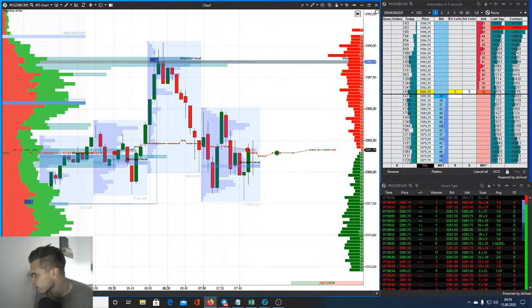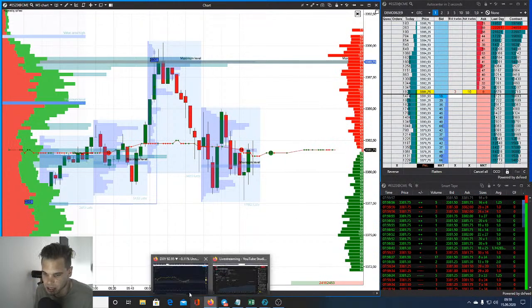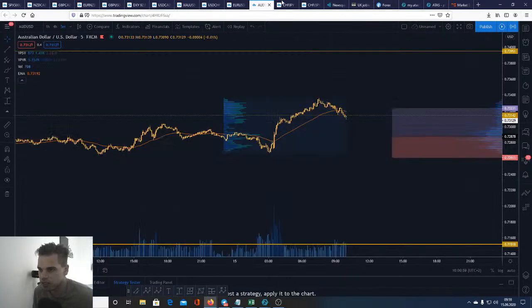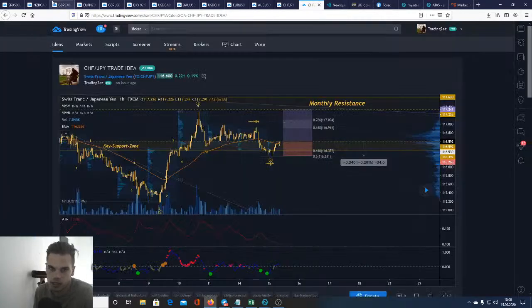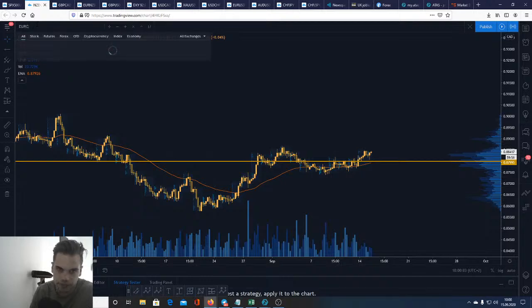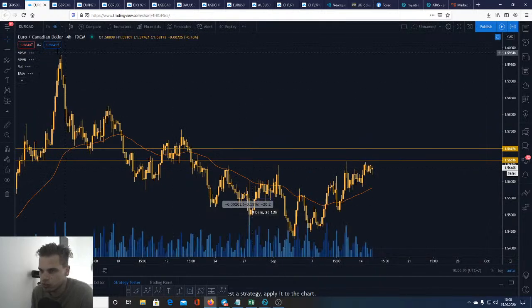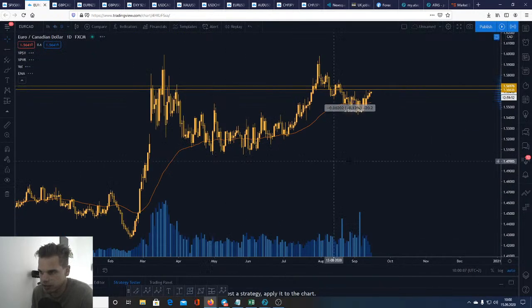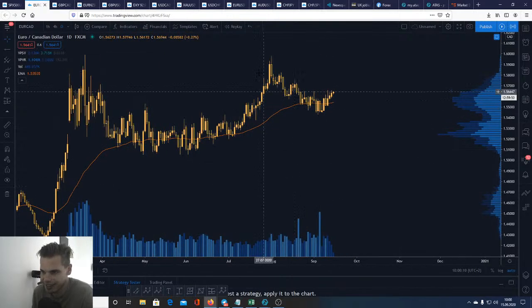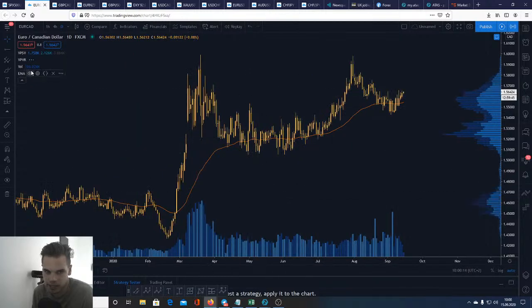EuroCAD potential buy, Michael. I think so. Yeah, I've seen a buy. Wait, EuroCAD, what I see is this cup and handle. This could be the handle here when you look at the daily chart.